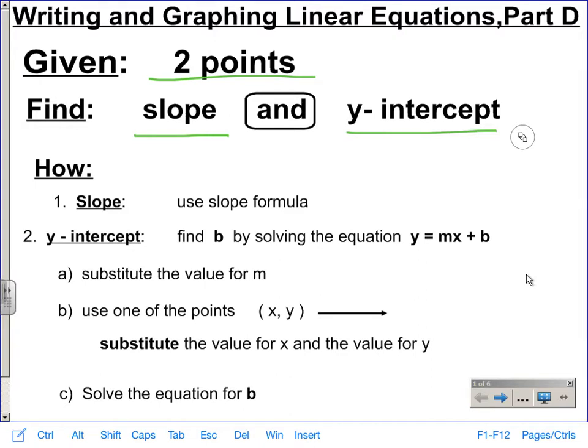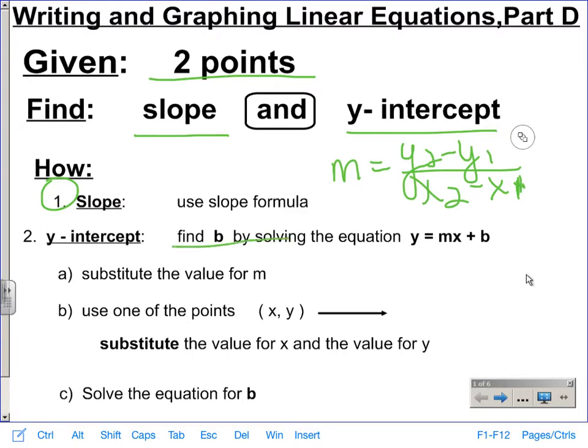So the first thing we're going to do is find the slope using the slope formula. And the slope formula is m equals the change in y over the change in x. After we have our slope, we can find b by plugging in one of the points. So we've got our x and our y, and then the slope that we found in step 1. Once we solve our equation for b, we can put it into our y equals mx plus b, and we're done. So let's give it a try.